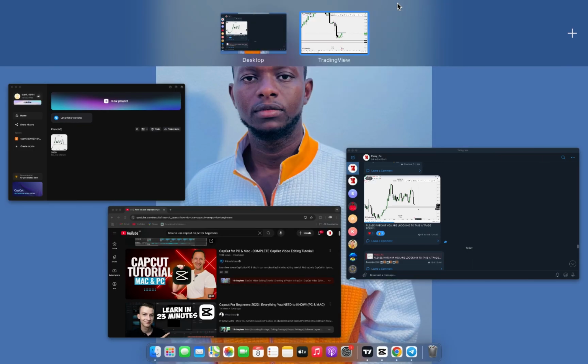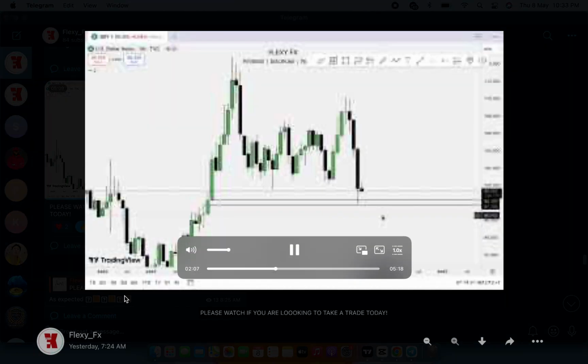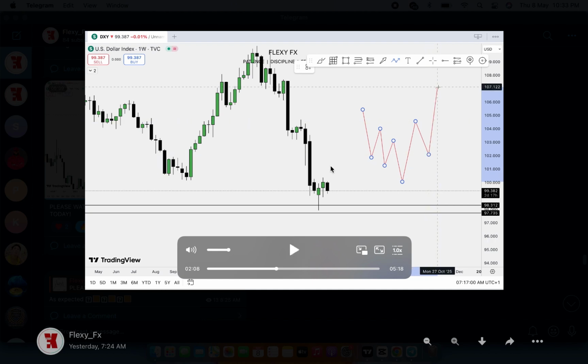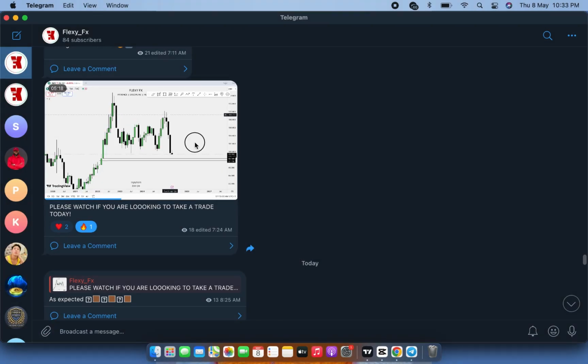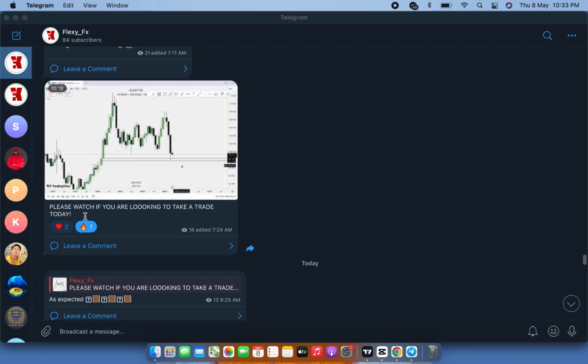So if I go to my Telegram, you can see where I made the initial analysis. You can see the chart right here, closing above. Okay, this was when I made the analysis that price was going to expand higher.